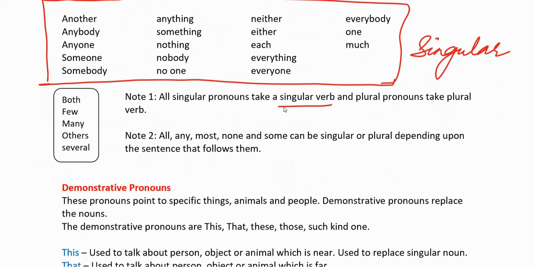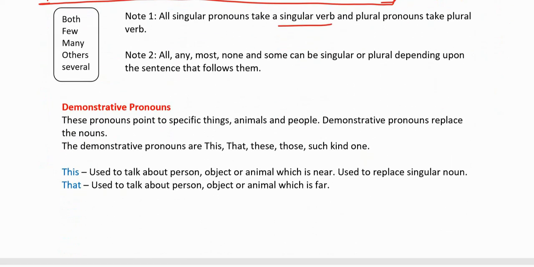And all the plural pronouns here in this box, both, few, many, others, several, all these are plural pronouns and they take plural verbs. Look at note 2 here. All, any, most, none, and some. These are indefinite pronouns which can be both. They can either be singular or plural depending on the sentence that follows them.